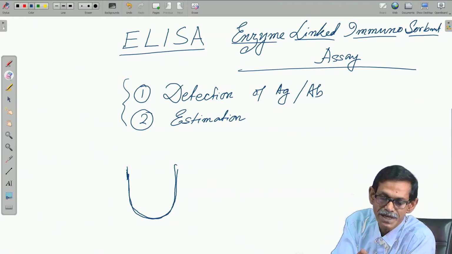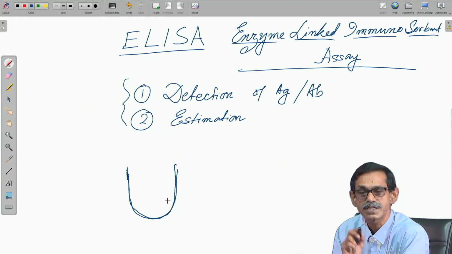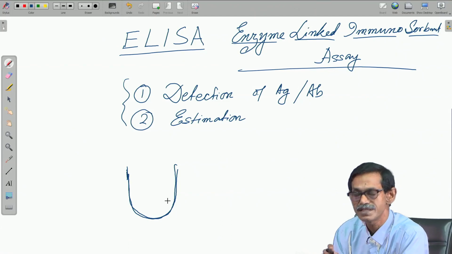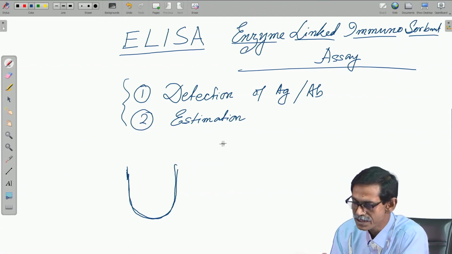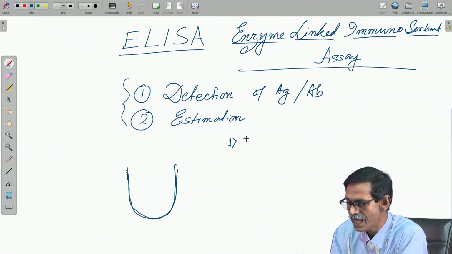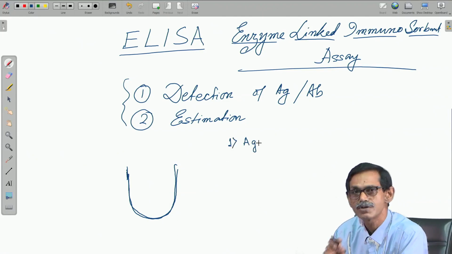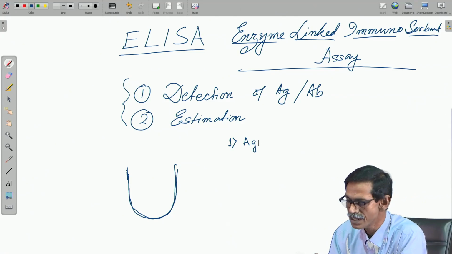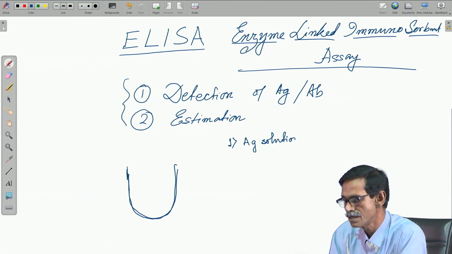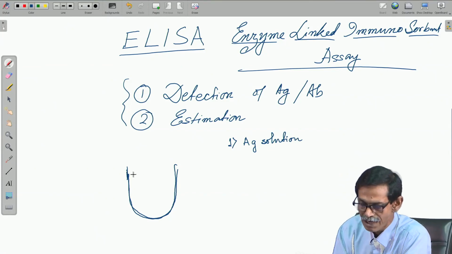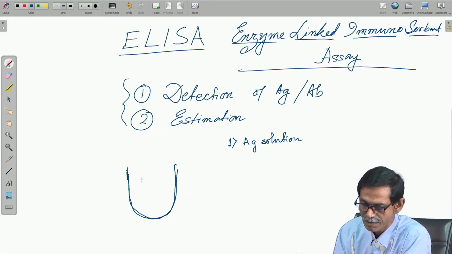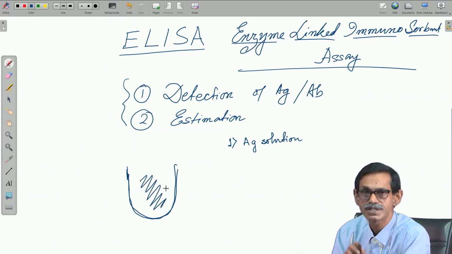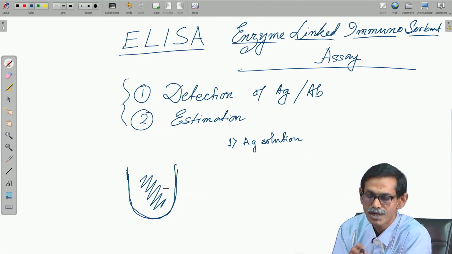So, this plate, or the well, is PVC coated. Now, if I want to see whether antibody is there or not in a given solution, first I will add some pure antigen here. I will take antigen solution and add it. If I fill this with the antigen solution and keep it for some time, what will happen?